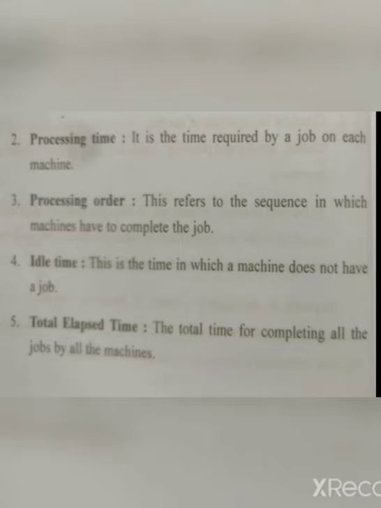Processing order means the first job will be completed by the first machine, and after completion only you have to come with the second machine for the same job. Idle time. This is the time in which a machine does not have any job. This will be the machine sleeping time.